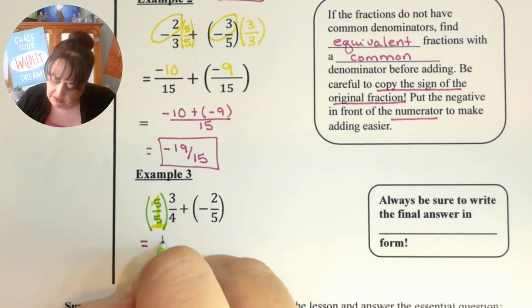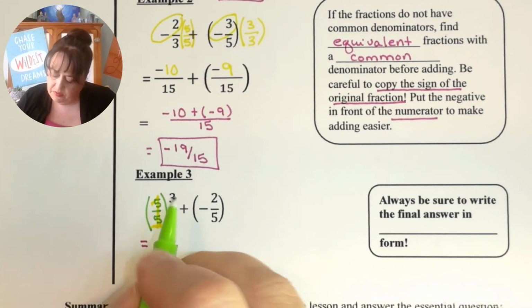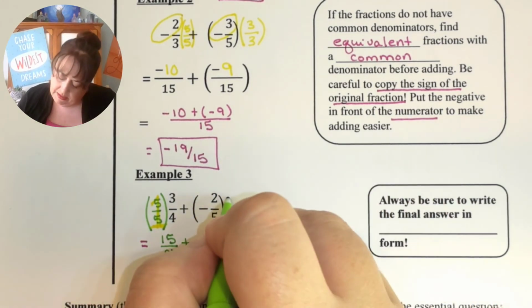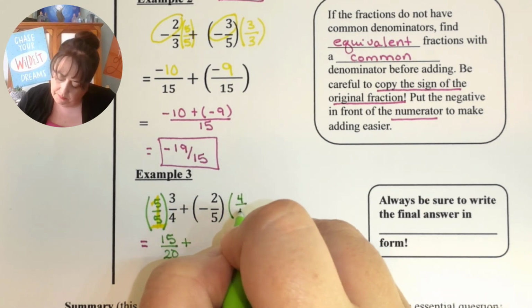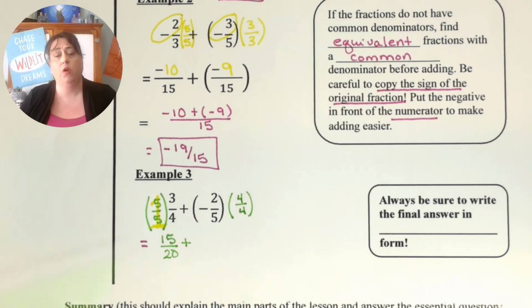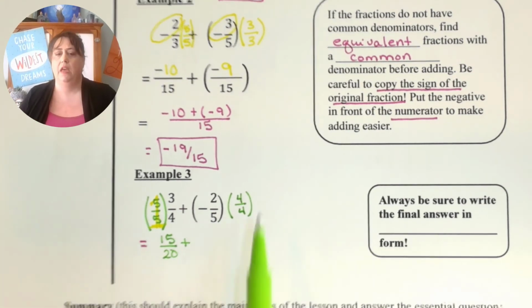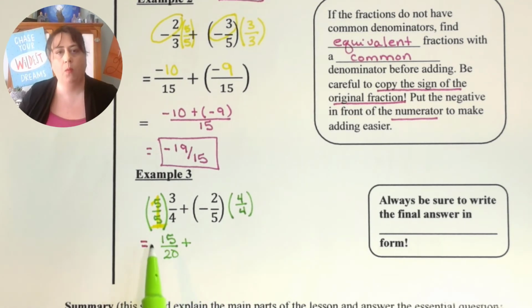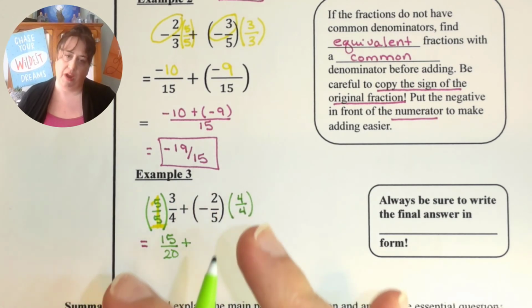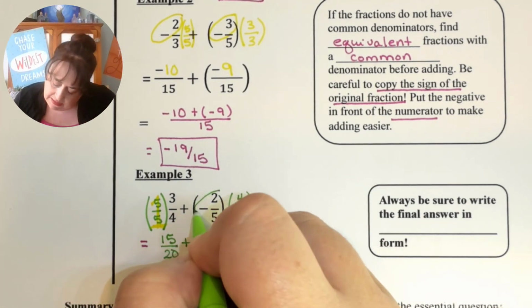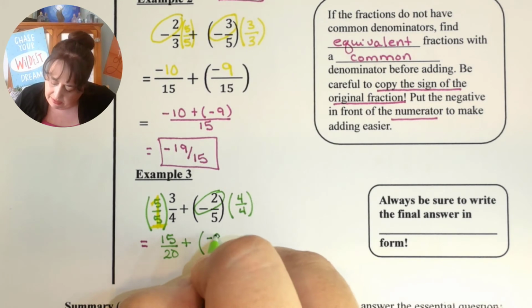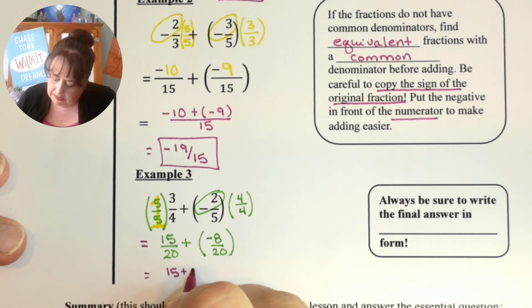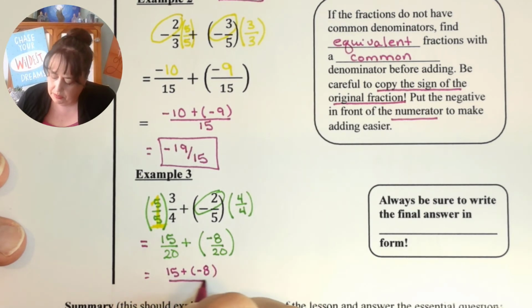5 times 3 is 15. 5 times 4 is 20. And I'm going to multiply this by 4 over 4. Please make sure you write the 4 over 4, not just 4. Those are different things. If I had just written a 4, that means I was making it 4 times bigger. In this case, I'm multiplying by 1. I'm making an equivalent fraction. So remember, this is negative 2. So that will be a negative 8 over 20. So I have 15 plus negative 8 over 20.